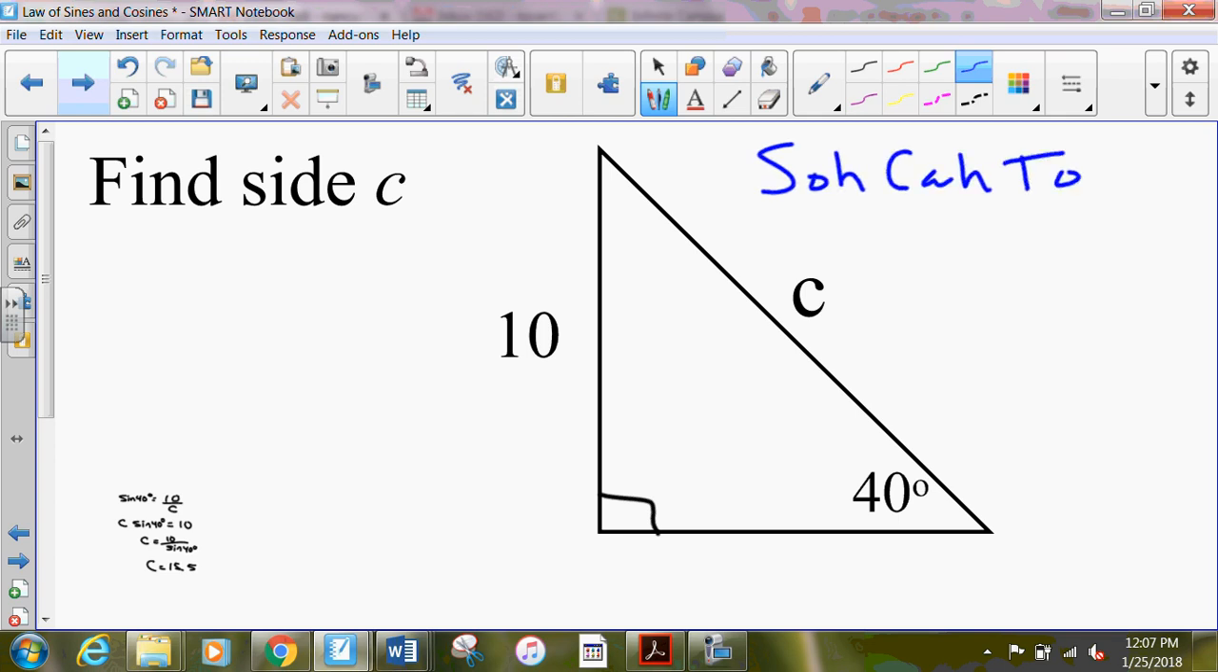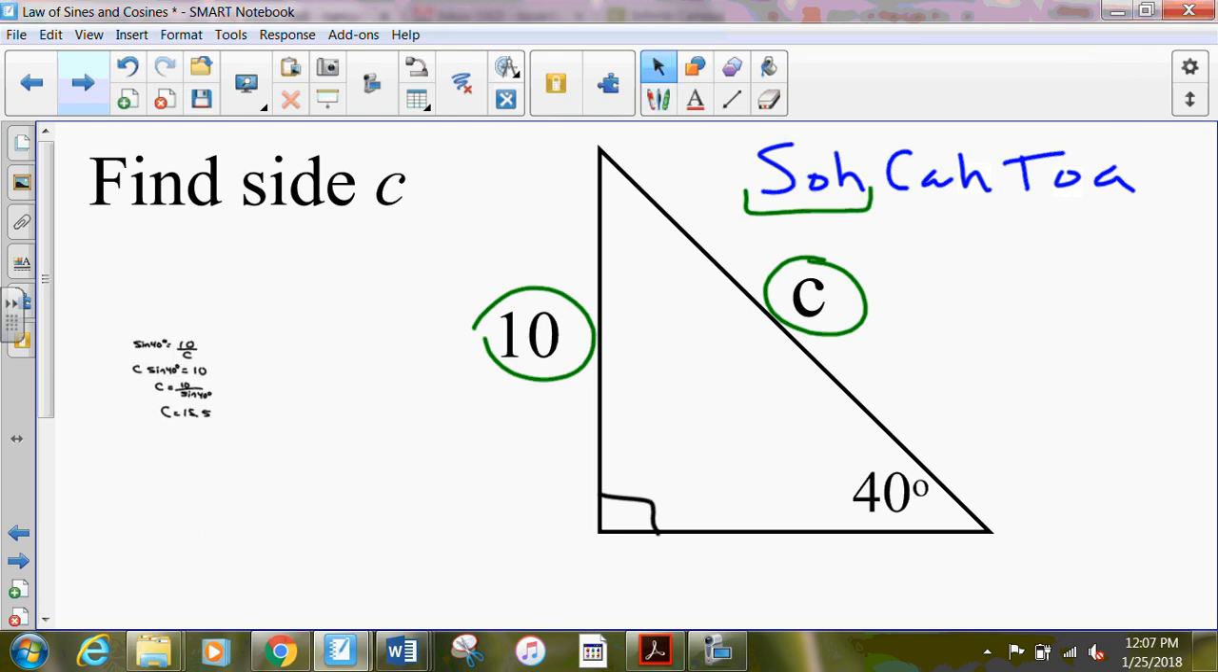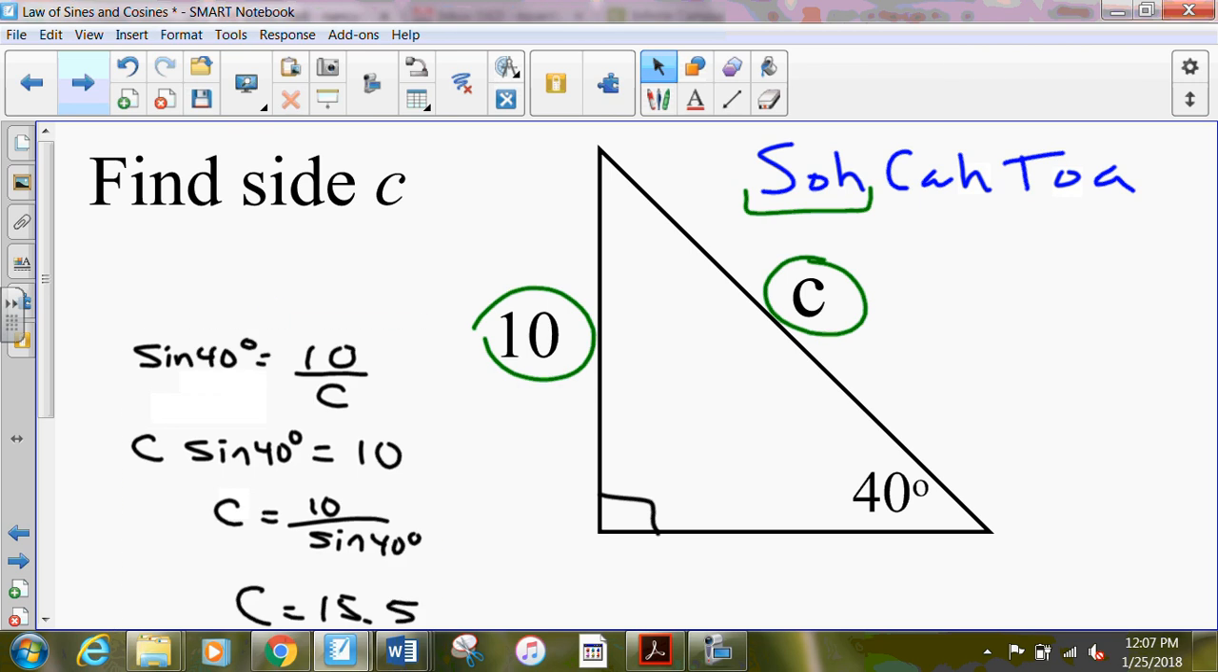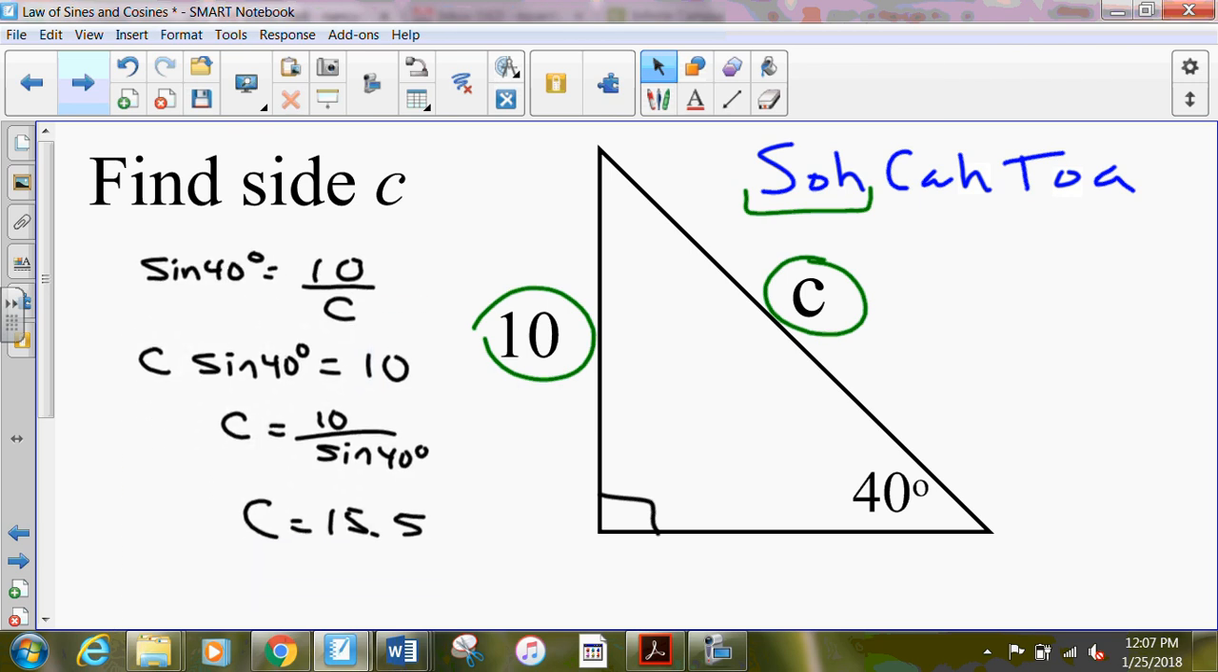And we realized if we were given an angle and its opposite side and we wanted to find the hypotenuse, then we would use sine, right? And we would take the time to do the problem and set it up. Sine of 40 degrees is going to be equal to opposite over hypotenuse. We would do some algebra, solve for C, and find that the missing side is 15.5.